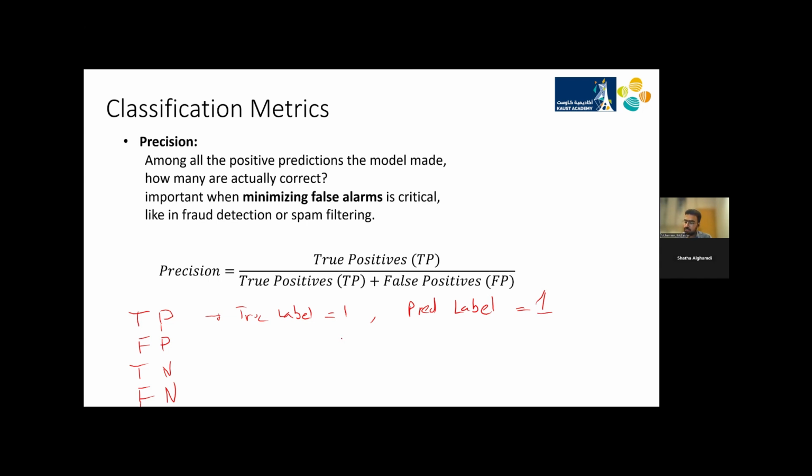False positive is that the true label was 0, but the model predicted it to be 1. True negative would be that the true label was 0 and the model predicted it to be 0. And false negative would be that the true label was 1, but the model predicted it to be 0. All right.